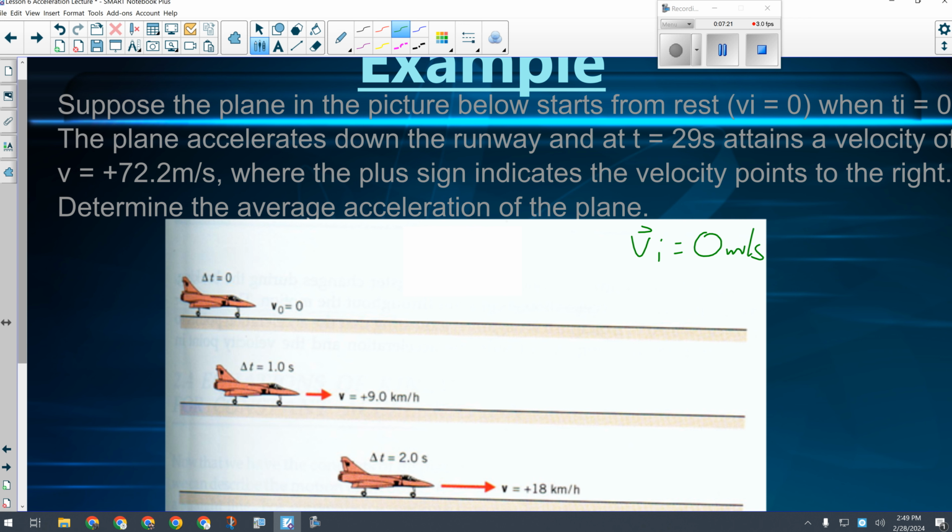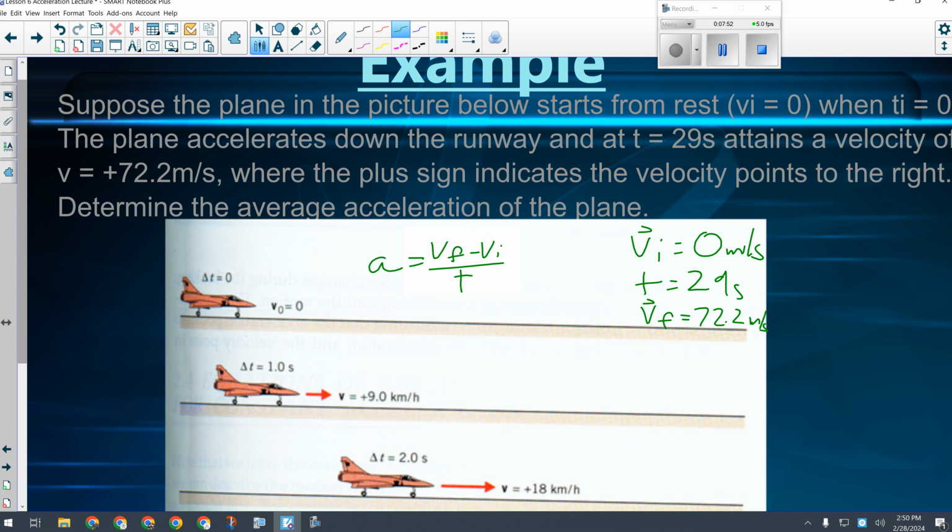It accelerates down the runway for 29 seconds and reaches a final velocity of 72.2 meters per second. Okay? Can I find the acceleration of the plane? Right, I've got VI, VF, and T. This is the only formula on my formula sheet that has those things in it.